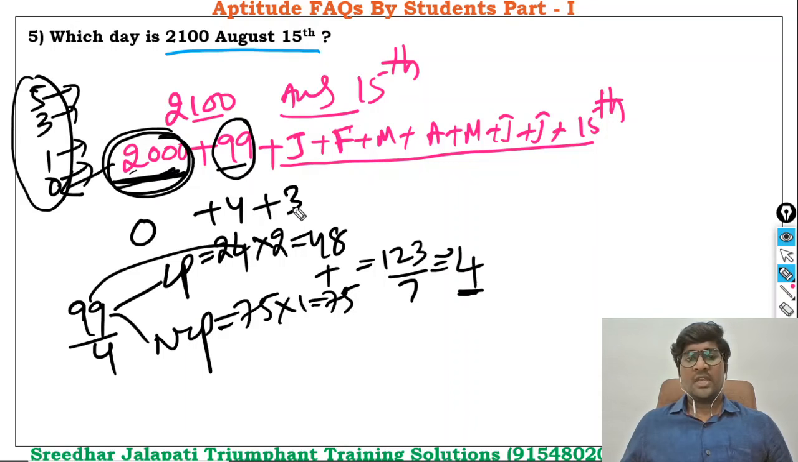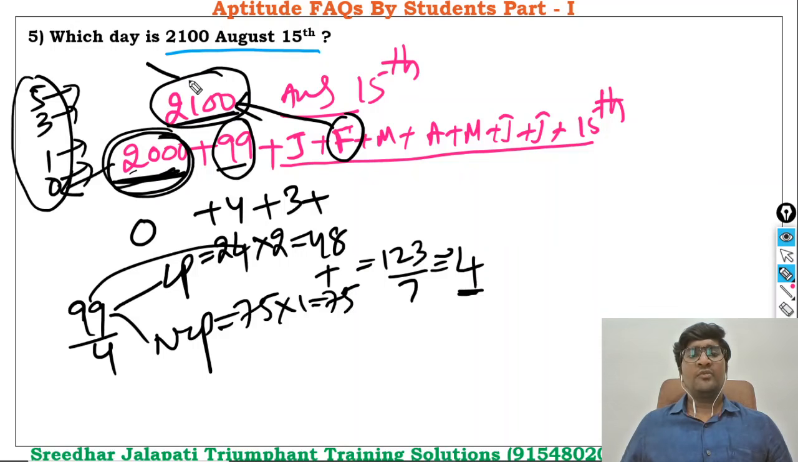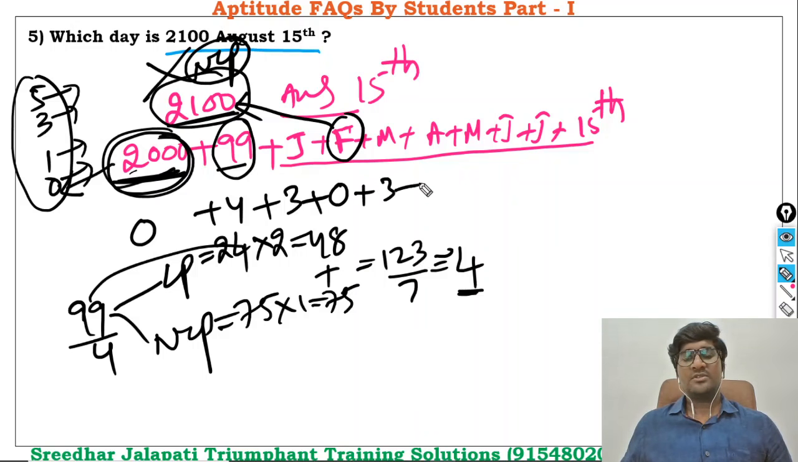Next, January 3, February of 2100. Though 2100 is divisible by 4, since it is a century, it is a leap year only if it is divisible by 400. Therefore, 2100 is not a leap year, it is a non-leap year. So in a non-leap year, February has 28 days, so 0 odd days. March 3, April 2, May 3, June 2, July 3. And you want 15 days in August. When I divide 15 by 7, remainder 1.